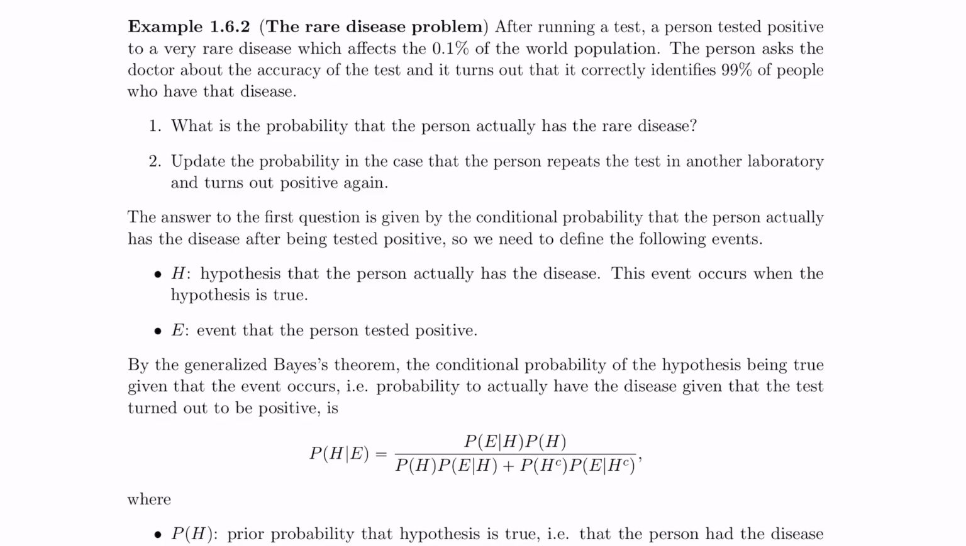Thanks to the generalized Bayes theorem, we have that the conditional probability of the hypothesis being true given that the event occurs is this one here, and this is exactly the probability to actually have the disease given that the test turned out to be positive. So you see that in order to solve the problem, we need a bunch of probabilities.